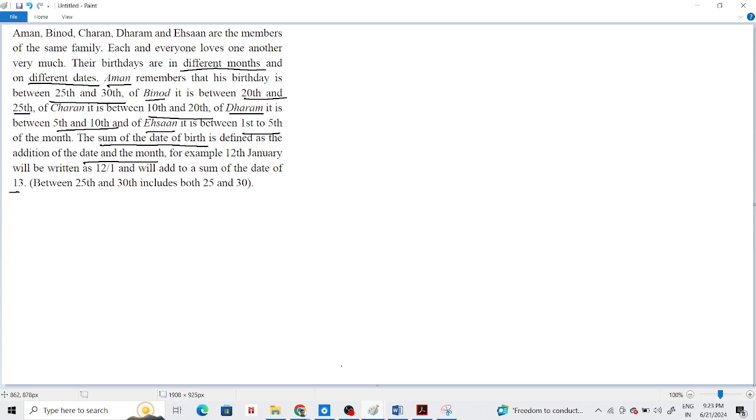So what do I need to find out? I need to find out the maximum average. Average will be maximum when the sums are maximum. Sum will be maximum when I choose the biggest values. So for Aman, this is for question number 1, let me choose the maximum date. Aman was born between 25th and 30th, so I choose 30, the maximum one. And which month should I choose? December. That will give me the maximum value.